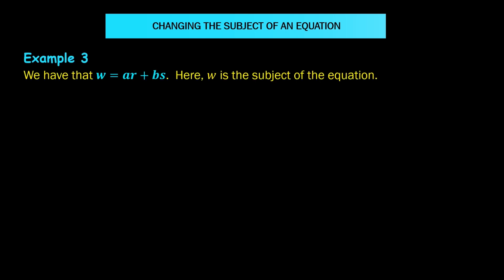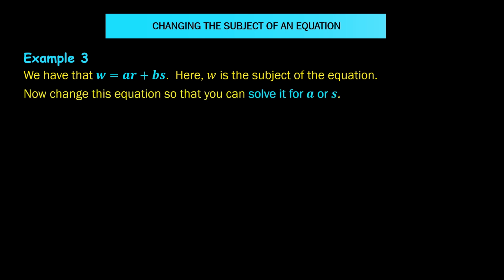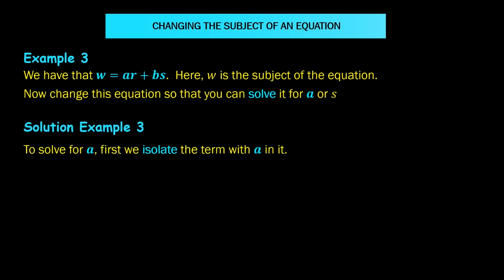Let's see how we can now change the subject of an equation. Let's take a look at an example. We have that W equals AR plus BS. Here, W is the subject of the equation. We are required to change this equation so you can solve it for A or S. So let's rearrange this first to solve for A. In order to solve for A, we need to isolate the term with A in it.